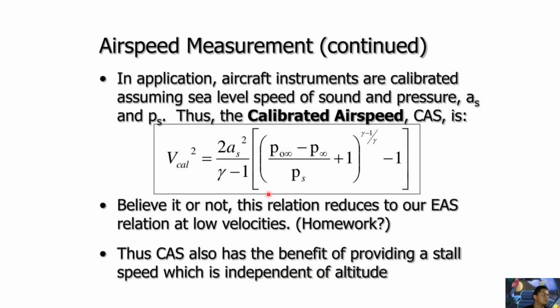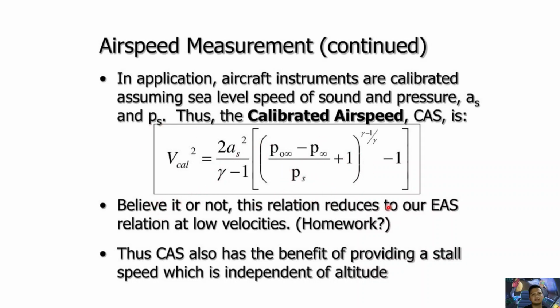Next is airspeed measurement. In application, aircraft instruments are calibrated assuming sea level speed of sound and pressure, a sub S and P sub S, thus the calibrated airspeed is this one. It is the same equation, however the subscript is calibrated. The earlier one was true airspeed. This time, calibrated airspeed. Okay? So, when we say calibrated airspeed, it is based on the sea level speed of sound and pressure. But it is the same equation.